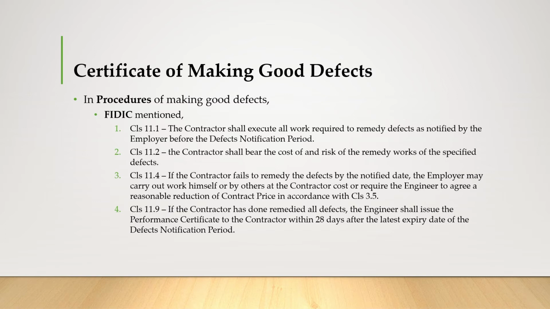And in clause 11.4, if the contractor fails to remedy the defects by the notified date, the employer may carry out the works by himself at the contractor's cost, or require the engineer to agree a reasonable reduction of the contract price in accordance with clause 3.5. So the last one, clause 11.9, once the contractor has remedied all defects, the engineer shall issue the performance certificate to the contractor within 28 days after the latest expiry date of the defects notification period.